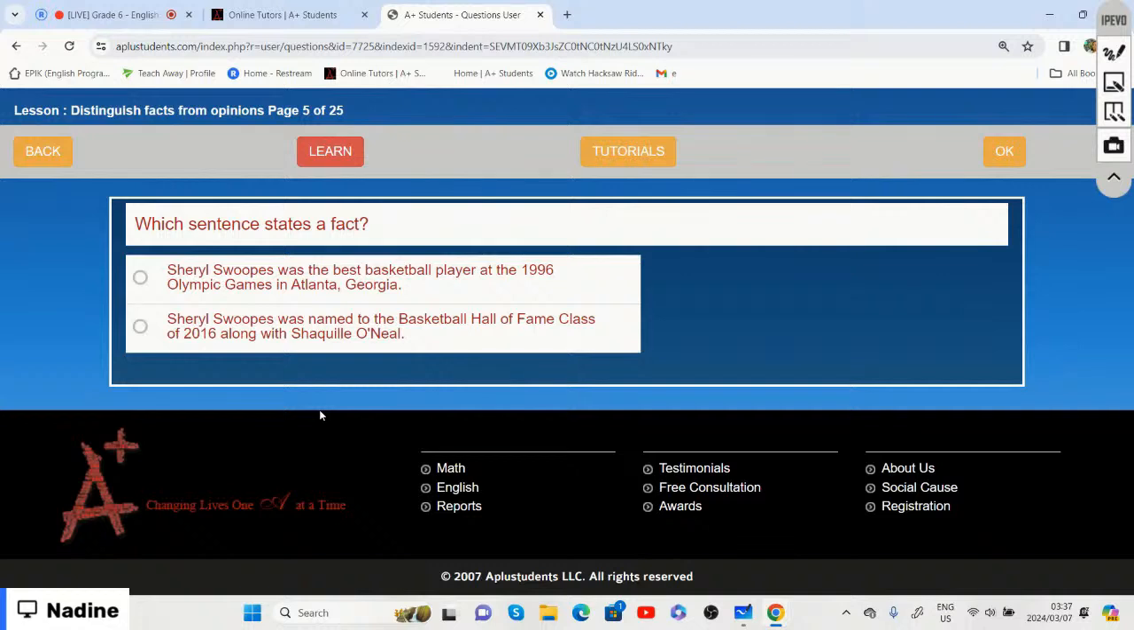Cheryl Swoopes was the best basketball player at the 1996 Olympic Games in Atlanta, Georgia. Or we can say Cheryl Swoopes was named to the Basketball Hall of Fame class of 2016 along with Shaquille O'Neal. So we need to choose the fact, or state the facts, between the two answers.